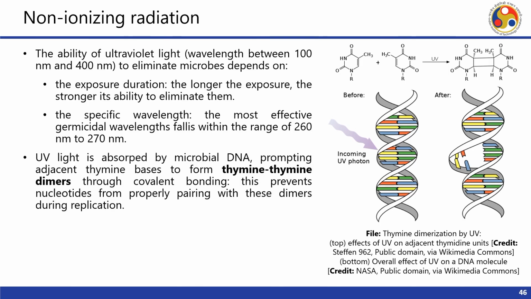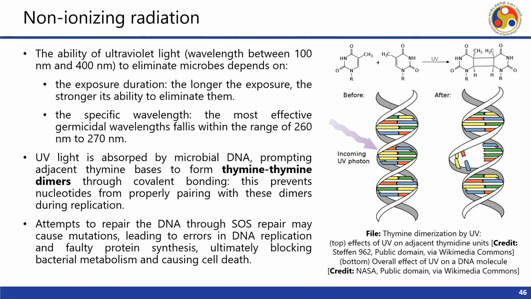UV light is absorbed by microbial DNA, prompting adjacent thymine bases to form thymine-thymine dimers through covalent bonding. This prevents nucleotides from properly pairing with these dimers during replication. So, in this picture we can see the thymine dimerization by UV. This is before the dimerization process, and once the UV comes in, we can see here the dimerization effect in this DNA structure.